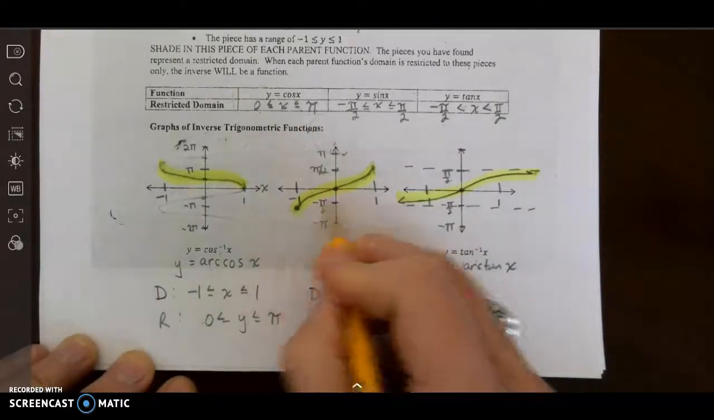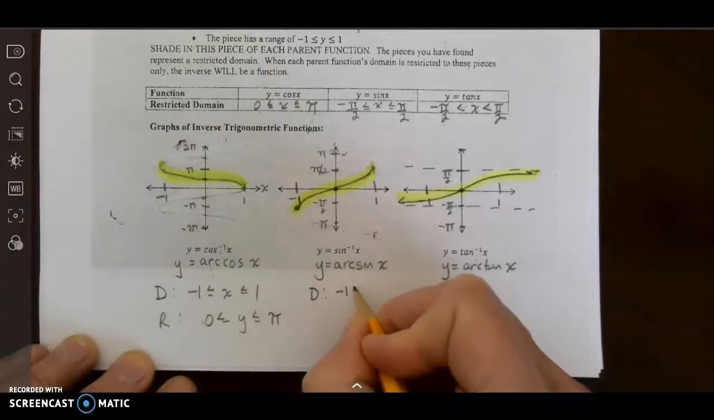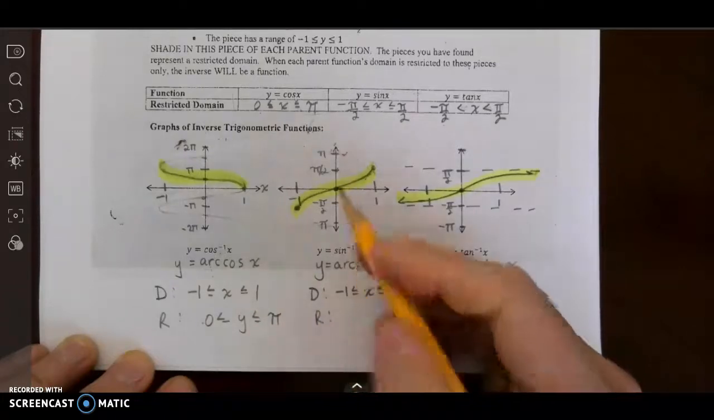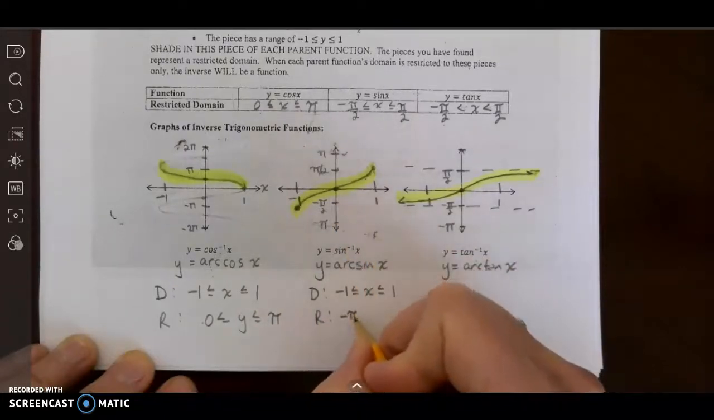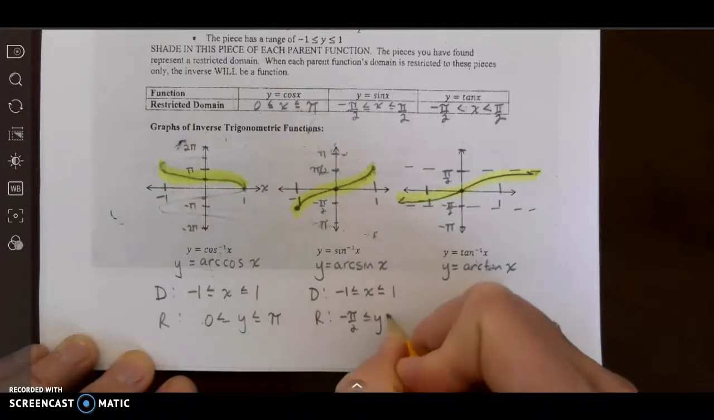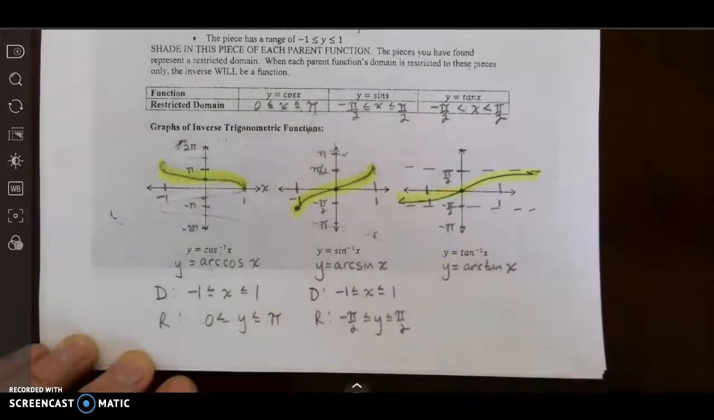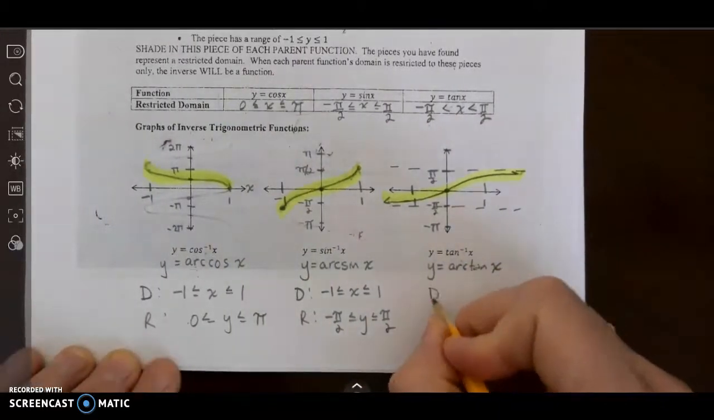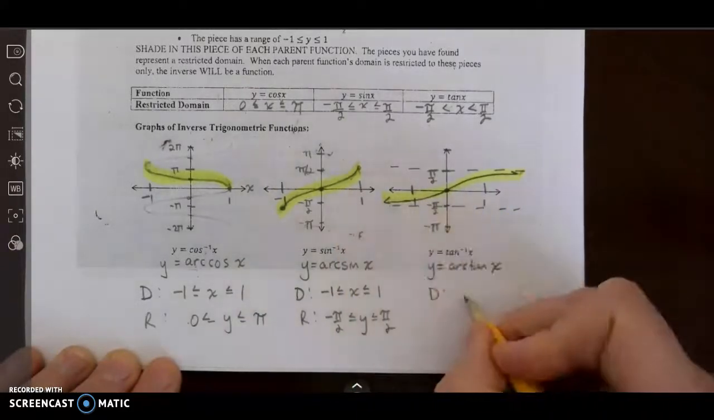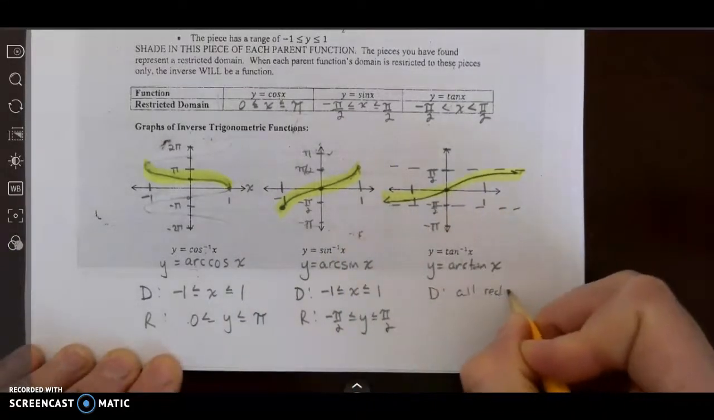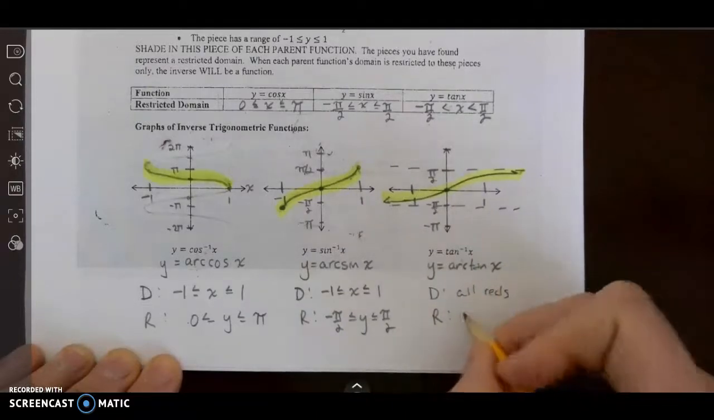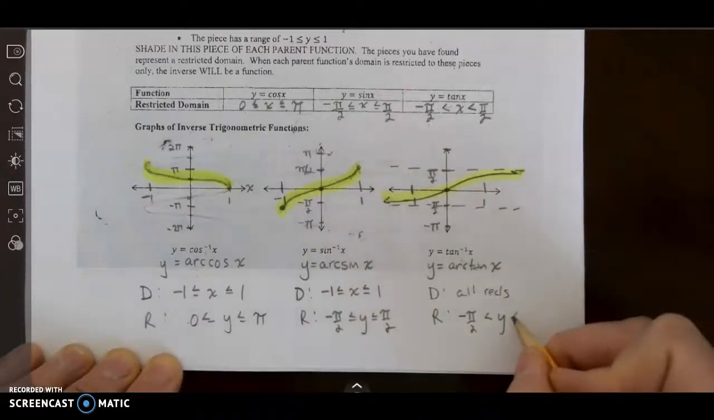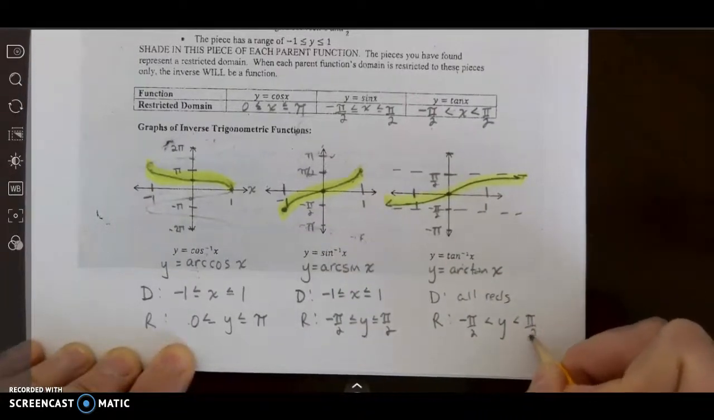So here my domain, I look at my graph, goes from -1 to 1, and my range is from -pi/2 to pi/2. When I come to my tangent, my domain goes forever and ever in both directions, is all reals. And my range goes from -pi/2, don't put equal to though, because you have asymptotes there, to pi/2.